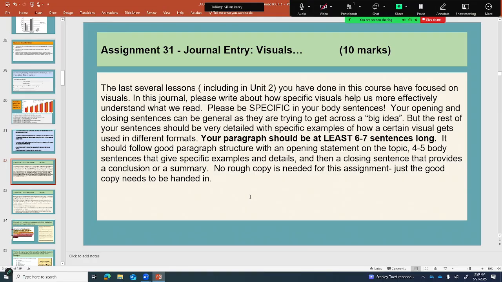It should follow good paragraph structure with an opening statement on the topic, 4 to 5 body sentences that give specific examples and details, and then a closing sentence that provides a conclusion or a summary. No rough copy is needed for this assignment, just the good copy can be handed in.